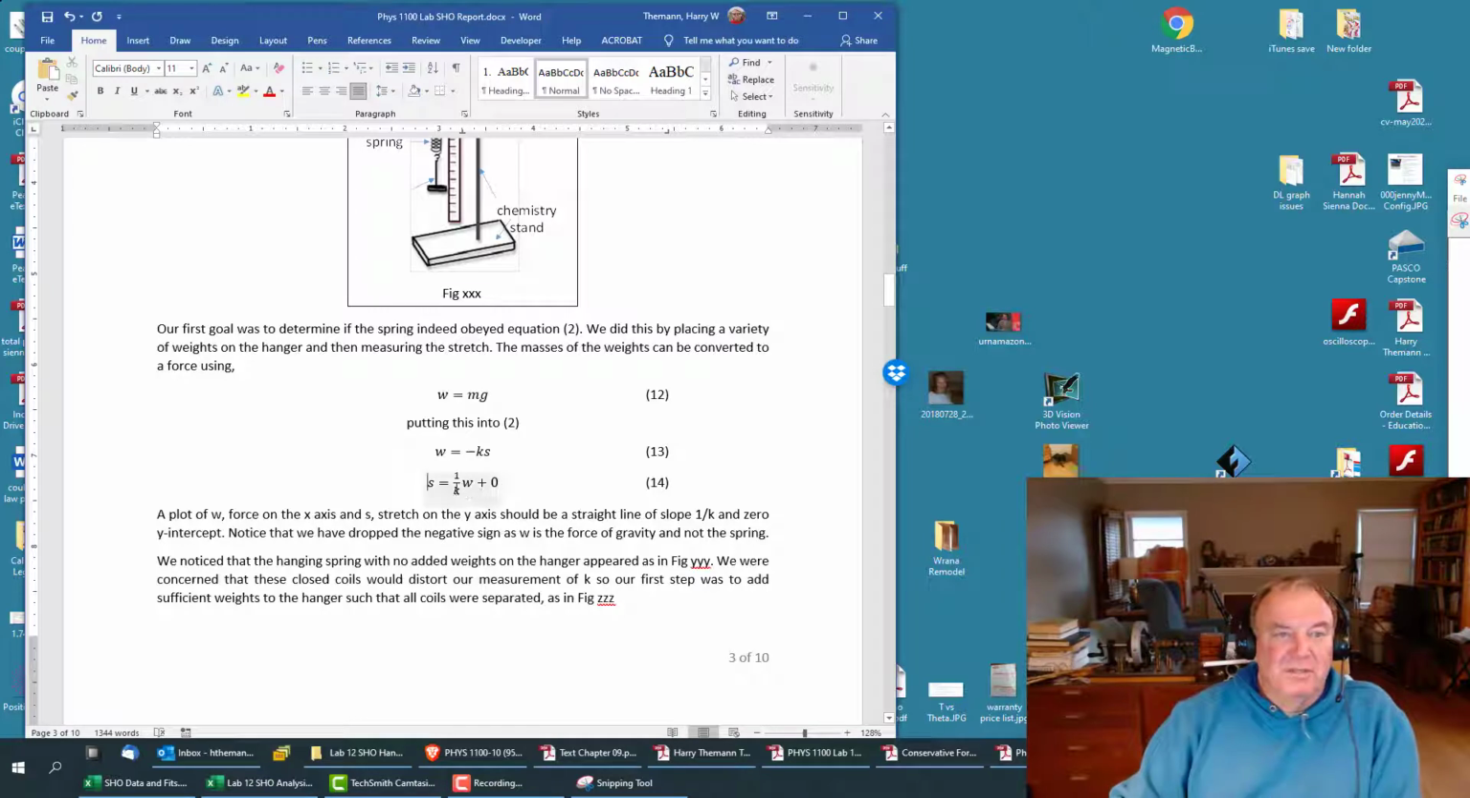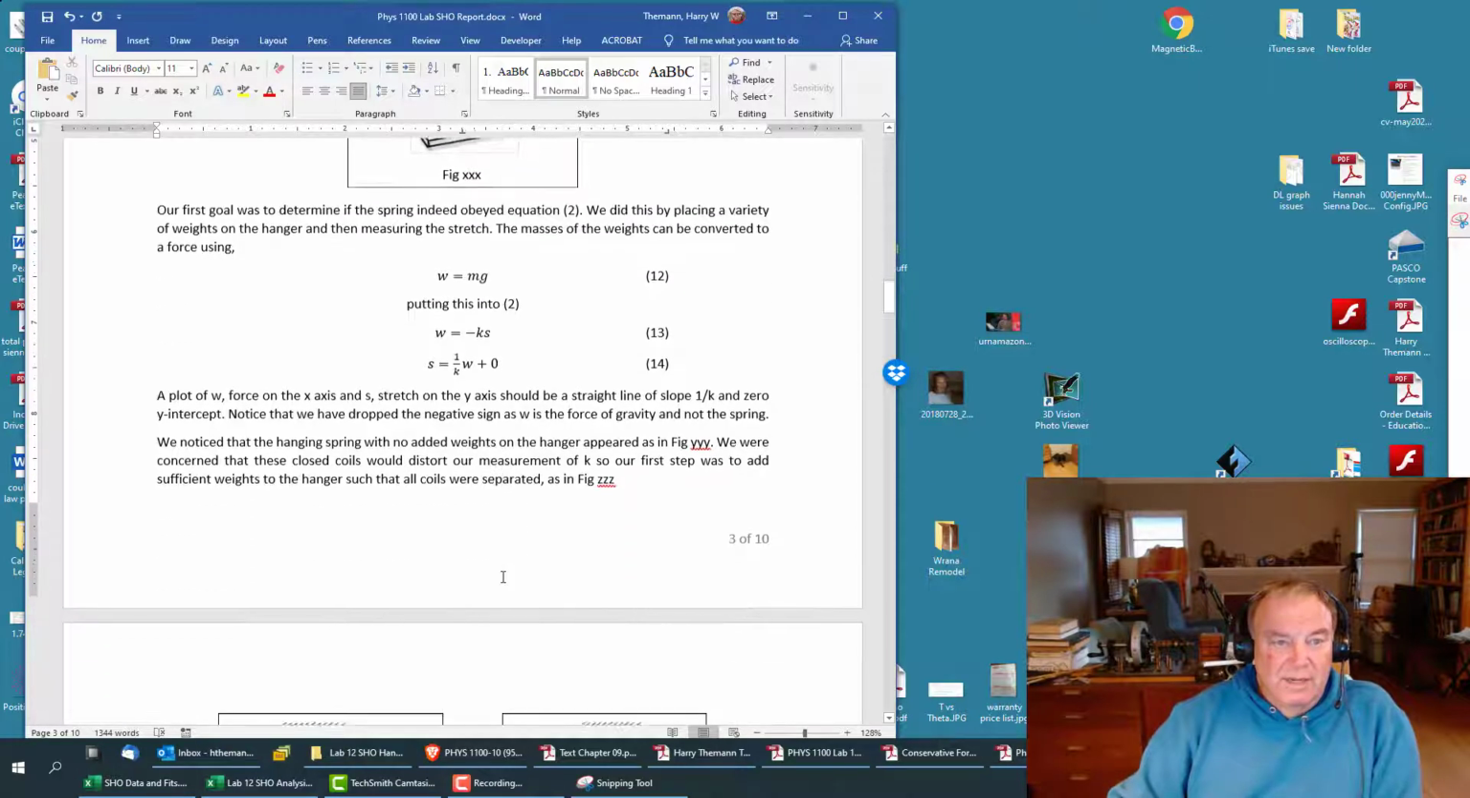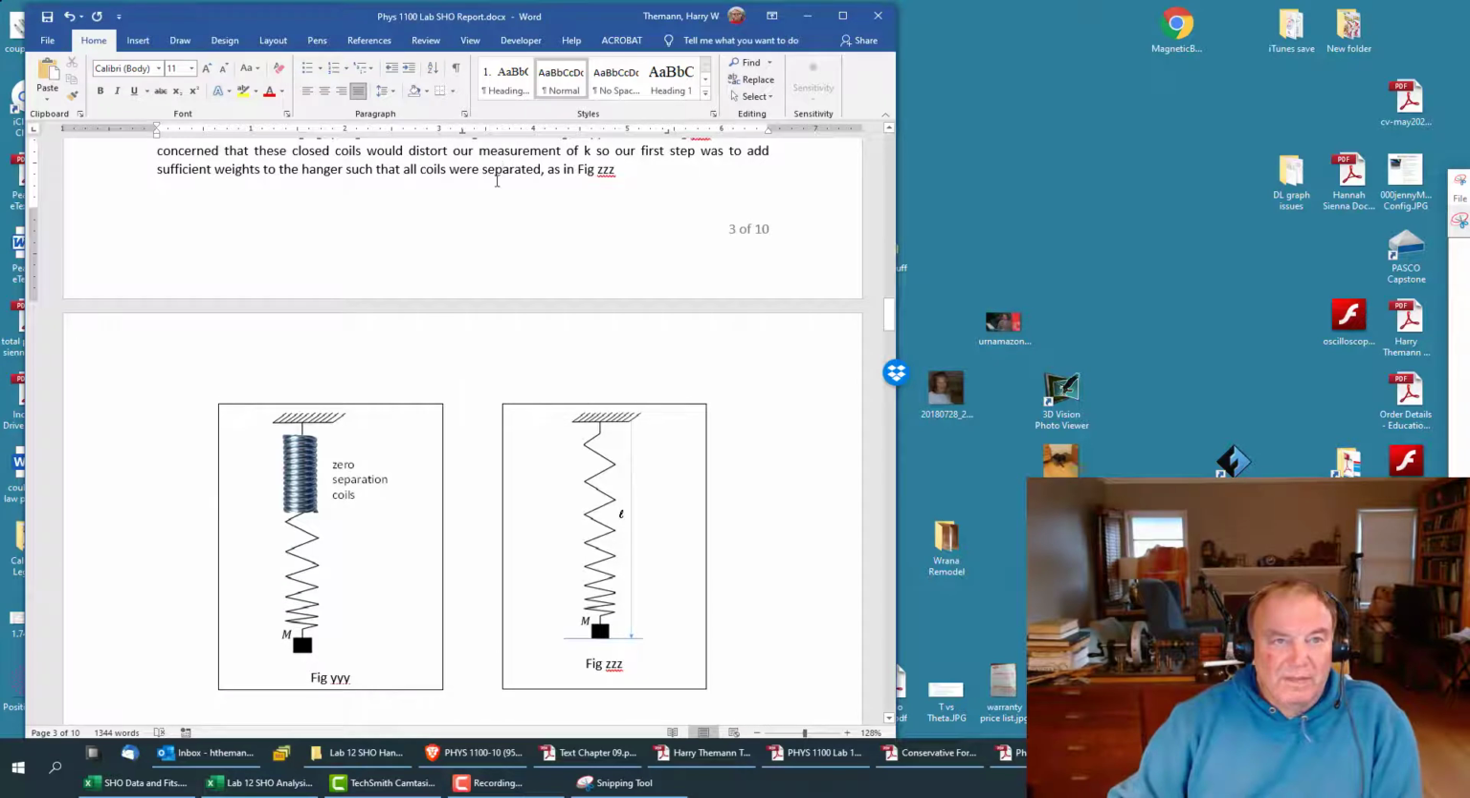The reason we did that is because we usually have the x-axis on a graph as the independent variable. So in this case, that means the number of weights we put on the hanger. And the dependent variable is the result, and that's what we measure. We measure the stretch.